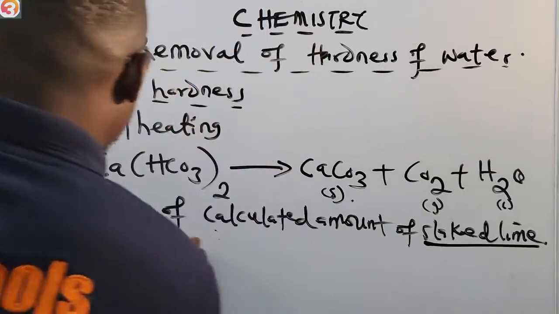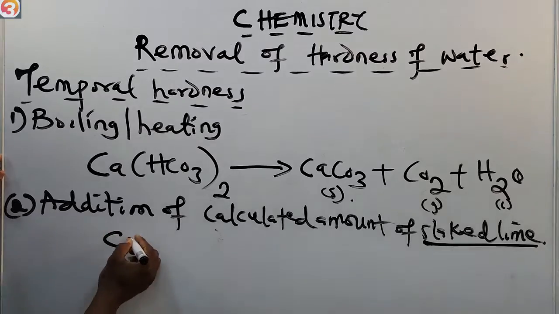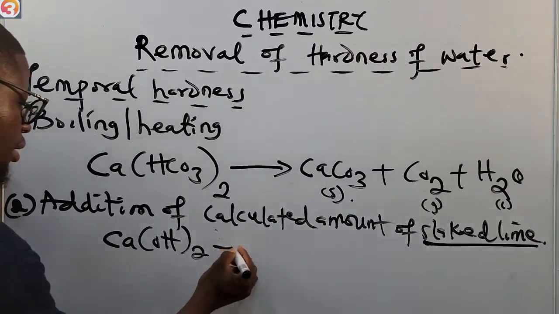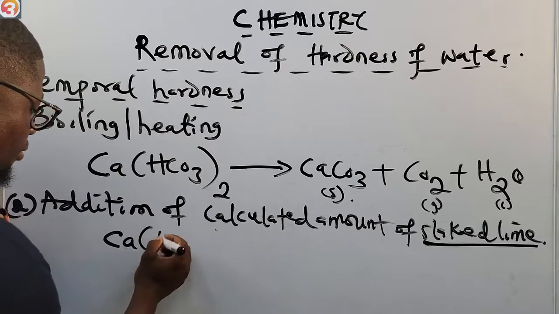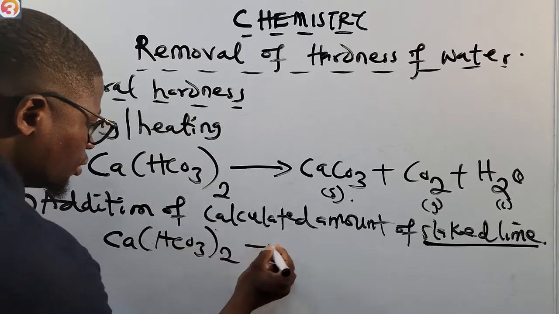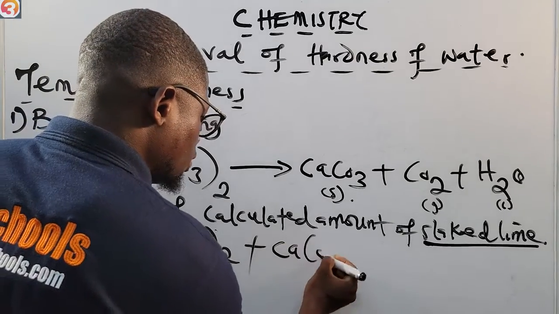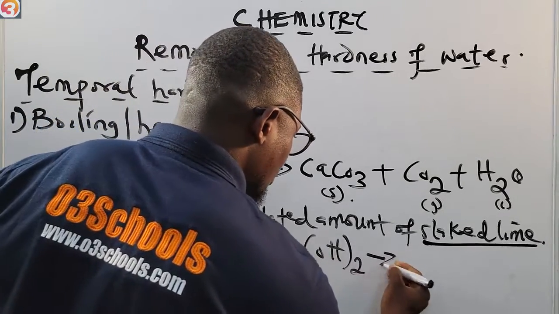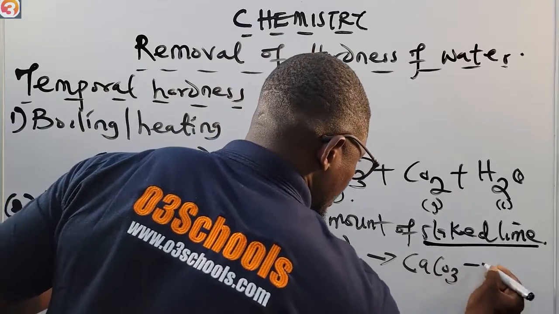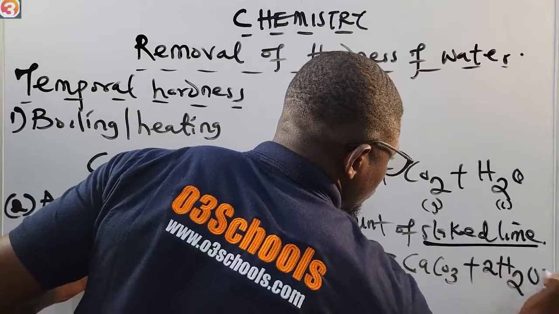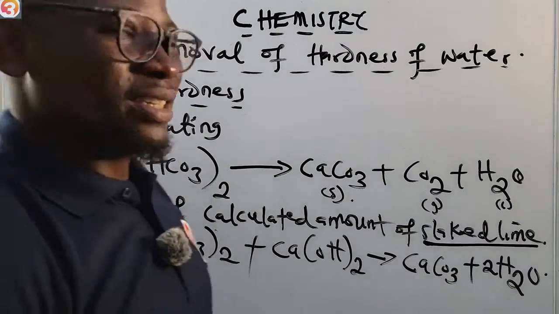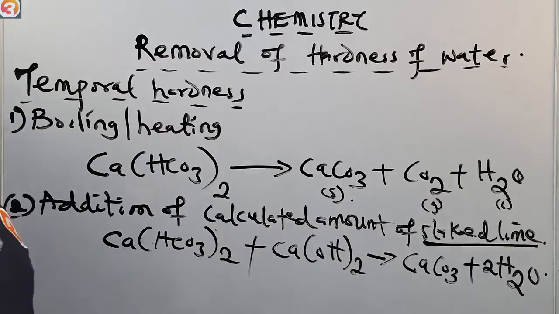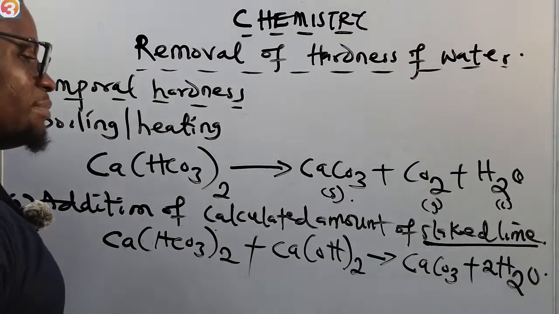So Ca(OH)2 plus, of course, Ca(HCO3)2 will give us CaCO3 plus 2H2O. So this is the reaction. Addition of a calculated amount of slaked lime is a technique for removing temporary hardness of water.